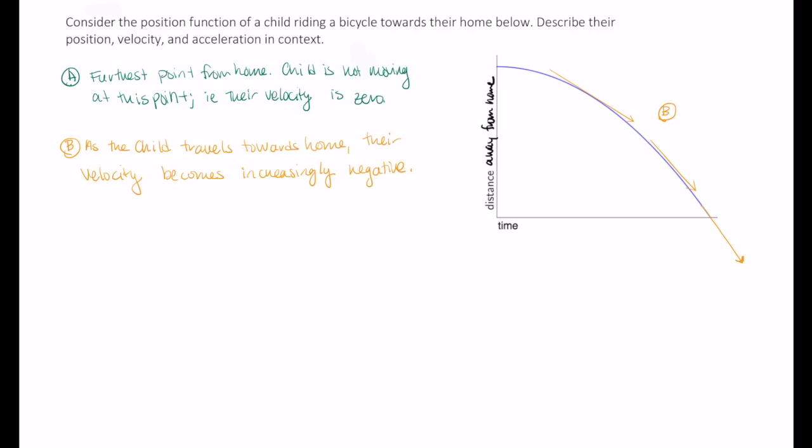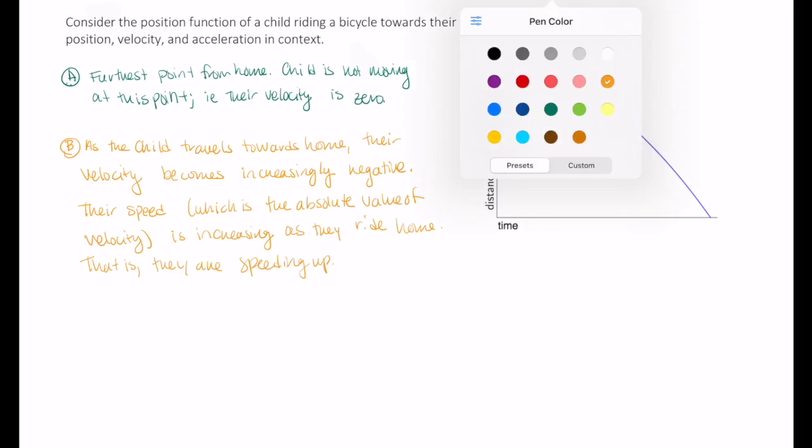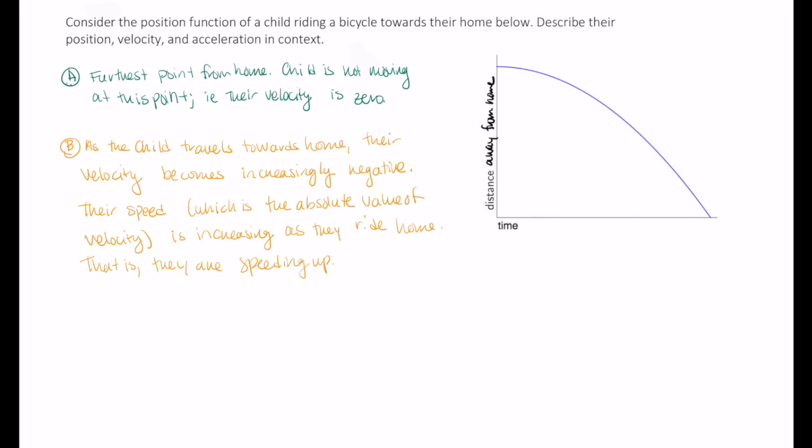Since their velocity is increasingly negative, the absolute value of their velocity, which is their speed, is getting larger and larger. So they are actually speeding up as they ride their bike towards home. Now finally, what is happening here at the end? Well, here, if we were to sketch a tangent line here, and I should not have erased the previous one I had, we know at this point they haven't stopped. It looks like they're probably just riding past their house.